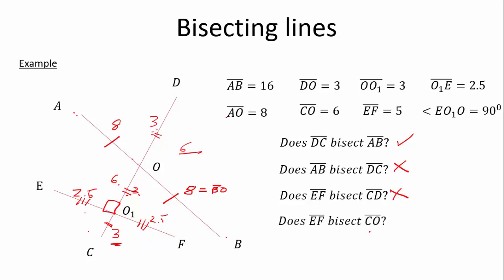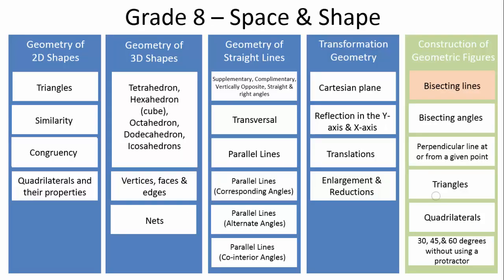Does EF bisect CO? Yes, you can see that EF does cut CO in half. There's a 3 and a 3, so yes, it does. Does CO perpendicularly bisect EF? Does CO cut EF in half? Yes. Is it perpendicular? Yes. So yes, it does. Well done, grade 8. That's just bisecting lines. Again, the next videos are very important as they're really going to get into how to draw these shapes properly and what it all means.